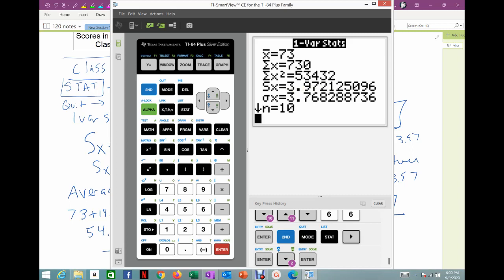Right, so I'll stop there. The next one we're going to look at is going to be doing these same things with frequency tables. Alright, so frequency tables in the next video.